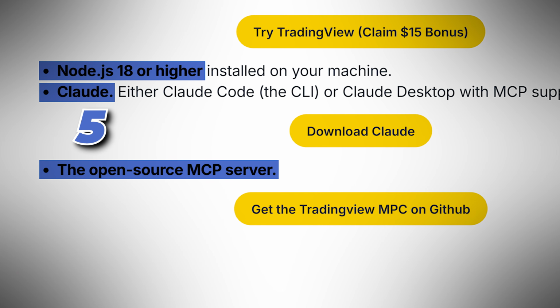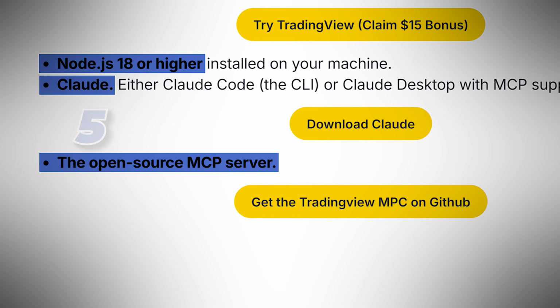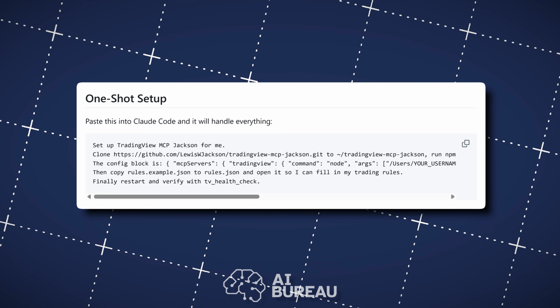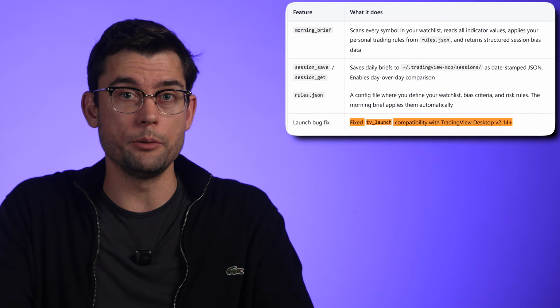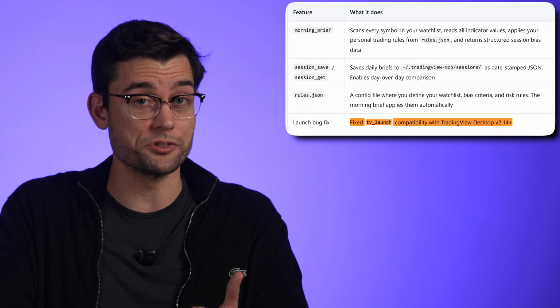5. The server itself. There are a few forks floating around, but the one I'd point you to is the Jackson fork, Louis W. Jackson, TradingView MCP Jackson on GitHub. It's actively maintained, it ships with a one-shot setup prompt, and crucially, it patches a bug that TradingView Desktop version 2.14 introduced, an update that broke the connection for a lot of the older servers.